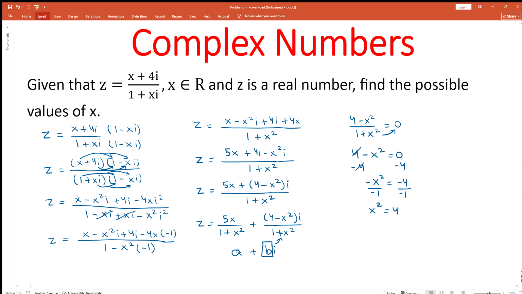Next, we can apply square root to both sides. I get x equals plus minus 2. When we apply square root to a number, we get two cases, plus and minus. That means there are two solutions for this problem. x can be equal to plus 2 or x can be equal to minus 2. So these are the steps you have to keep in mind to solve this problem.